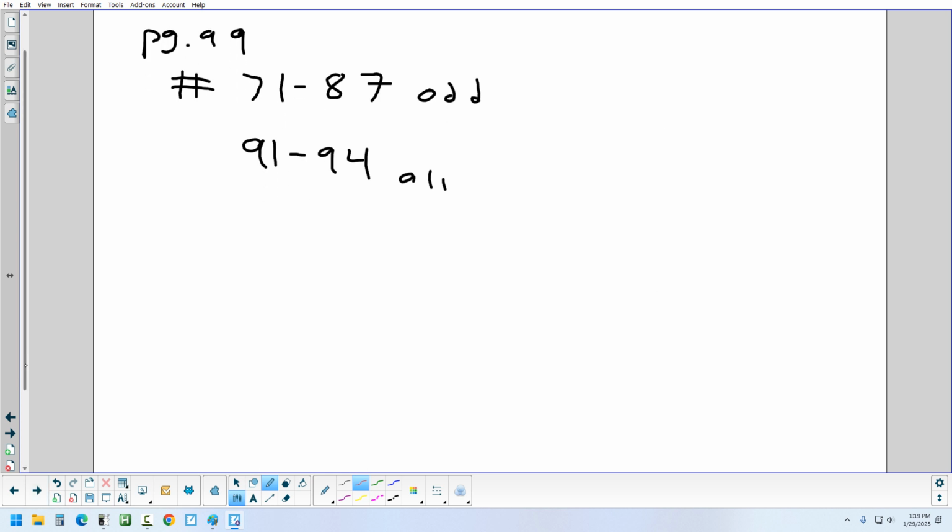So that's the homework. It's 71 to 87 odds and 91 to 93 all. This is section 2.1. So it's the same PDF as last time, just the next page.